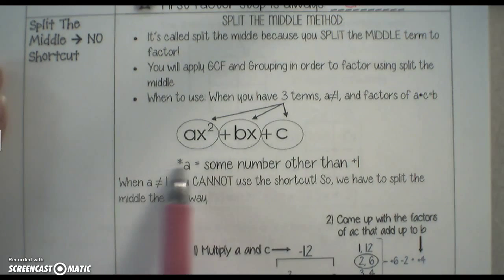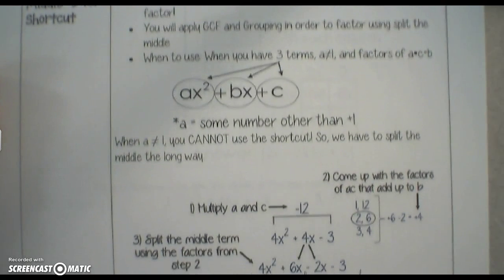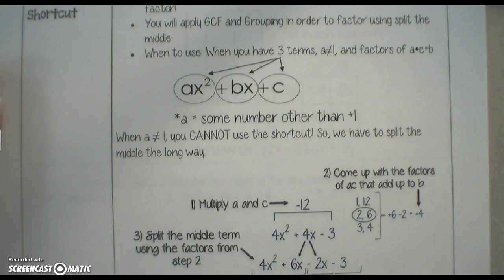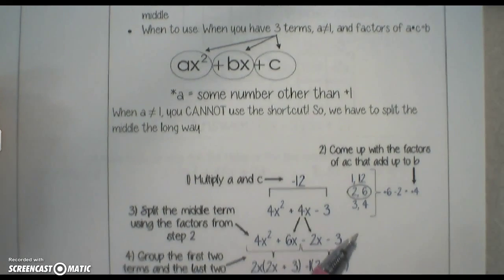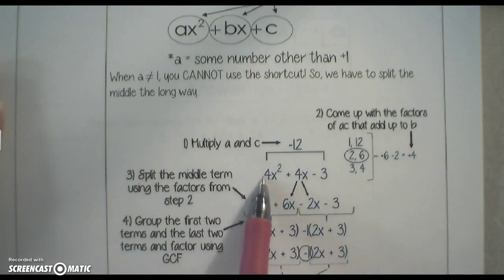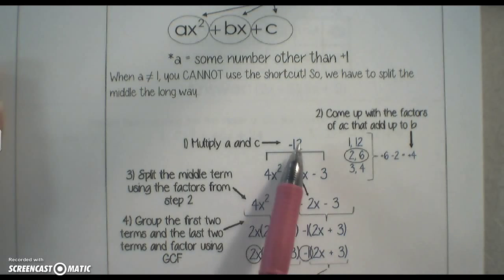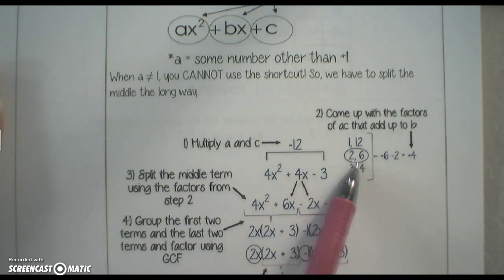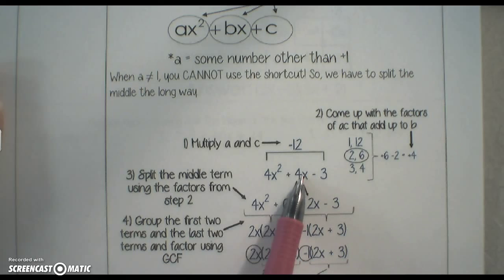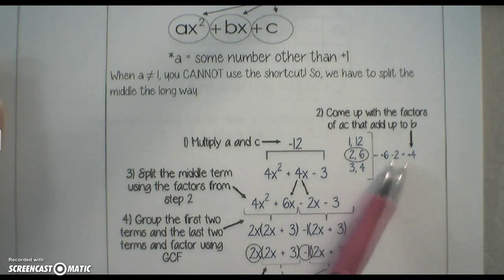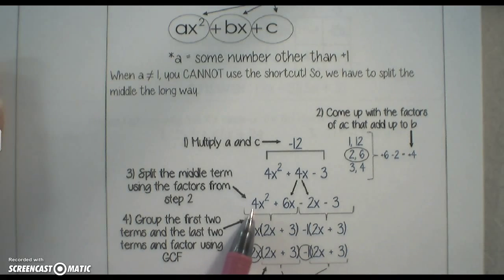So if we have 3 terms where A is not 1, but some other number, then you cannot use that shortcut. So what we've got to do is this long method. We take the first term times the last term, first times last, and then we come up with the factors that are going to add to get the middle. This is very similar to our shortcut, but we can't just put these factors as our answer because A is not 1.